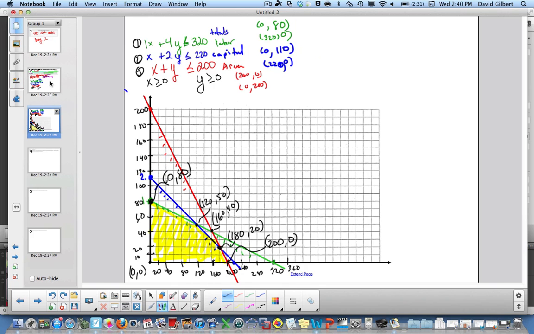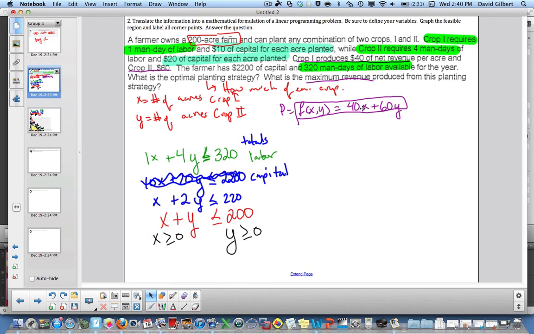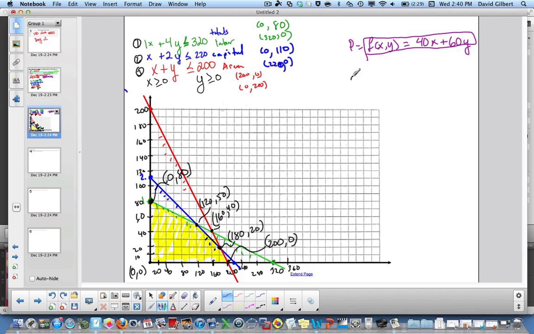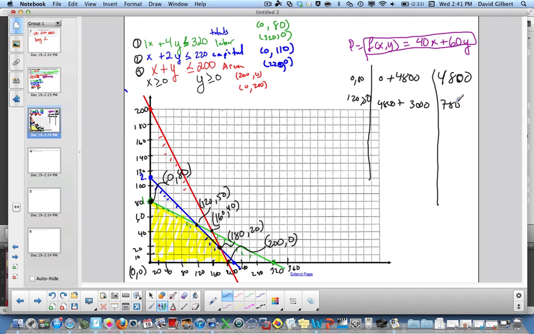So I go back up here. What was my profit function? It was this. So I'm going to use that here, and again find the values. So I'm going to plug in each of my points. So we got 0, 80, and that's going to give me, plug that in, 40 times 0 is 0, plus 80 times 60 is 4,800, so 4,800. And then our other points, 120, 50 gives us 4,800 plus 3 grand, which is 7,800.